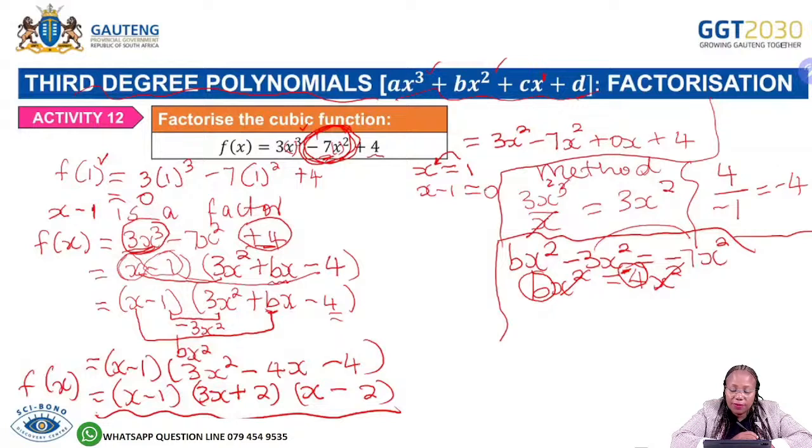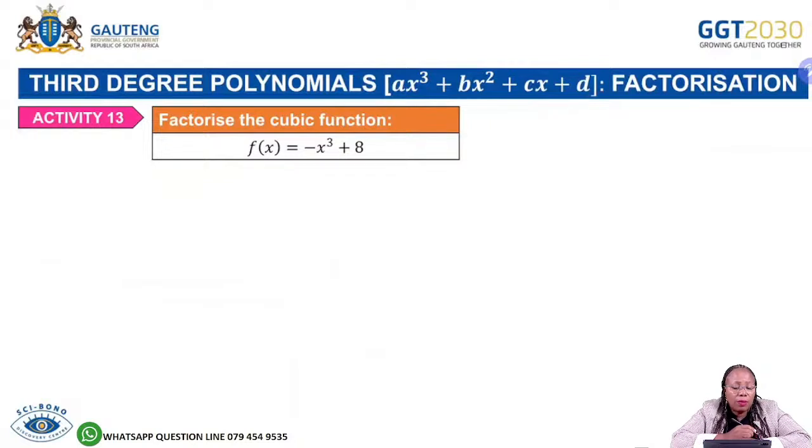Okay, grade 12. This is how far you can go with this question. As you can see, the factors of this f(x) are those that we have just calculated there. Okay, moving on now. This one, they say factorize the cubic function f(x) = -x³ + 8. And then there are cases. If you look at this, this is your factorization of the sum or difference of two cubes.